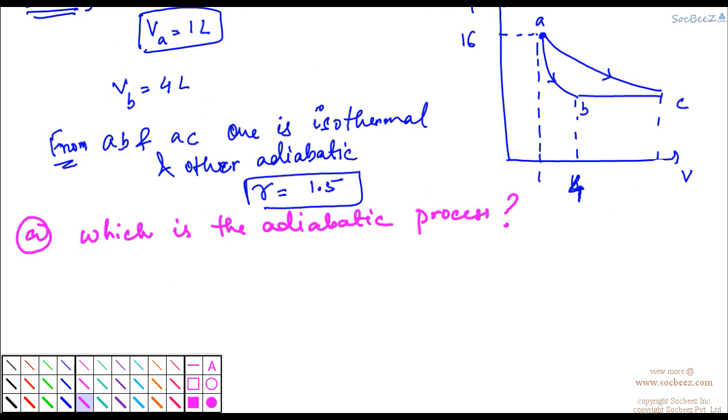I don't think this would be tough, because as we learned the property that starting from the same point, if there are two processes, the slope of the adiabatic process is more. So this process has a slope more than the above process. So we can say that AB is the adiabatic process, because the pressure is falling very quickly in this, right?